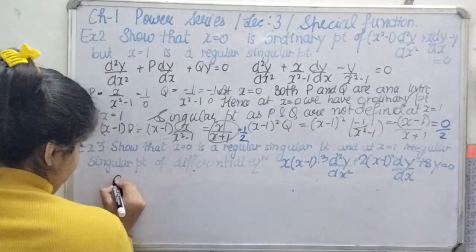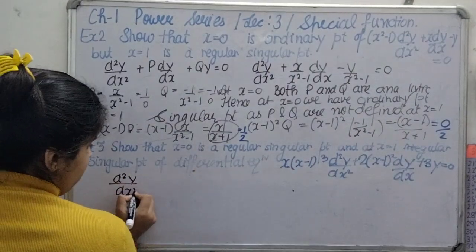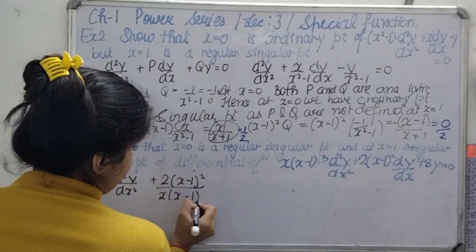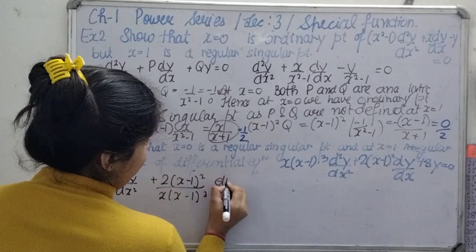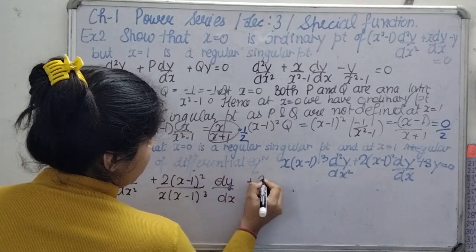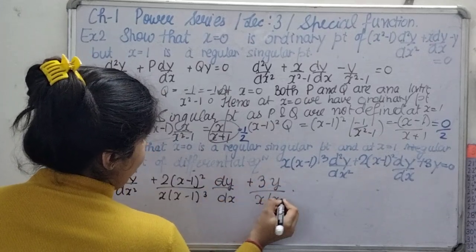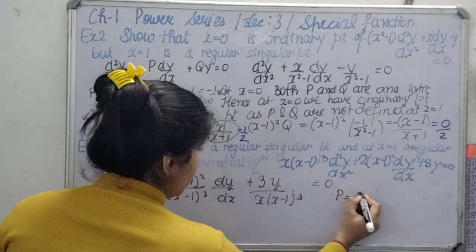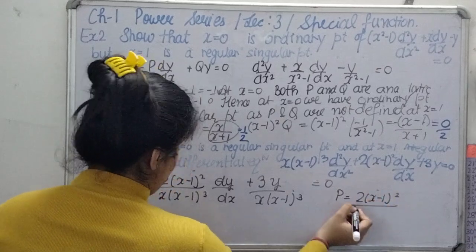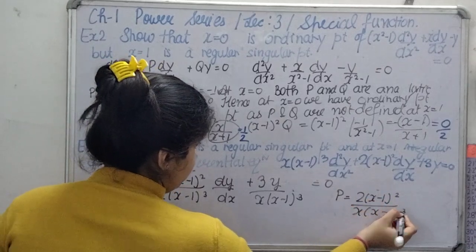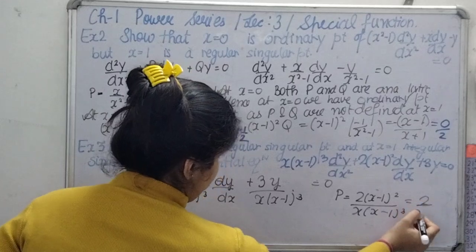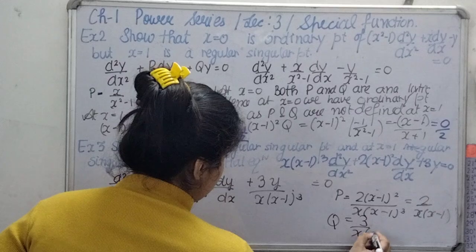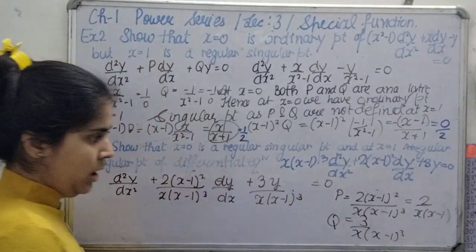So dividing, it will become d square y by dx square plus 2 into x minus 1 square upon x into x minus 1 cube into dy by dx plus 3y upon x into x minus 1 cube is equal to 0. So from here we have the value of p as 2 into x minus 1 square upon x into x minus 1 cube. Cancelling from here, it will be 2 upon x into x minus 1. The value of q will be 3 upon x into x minus 1 cube. p has come, q has come.